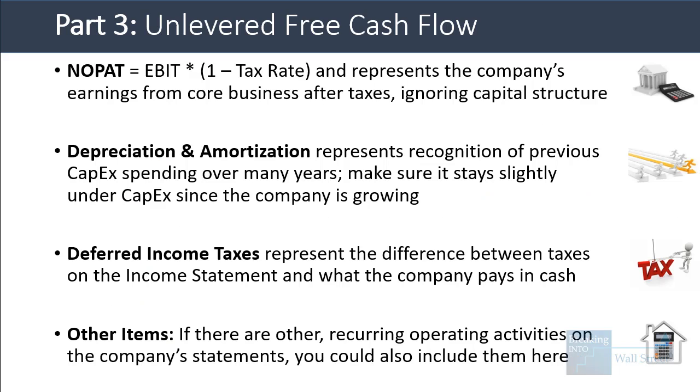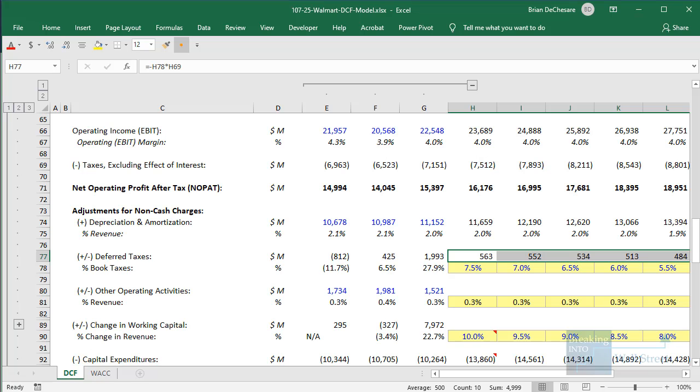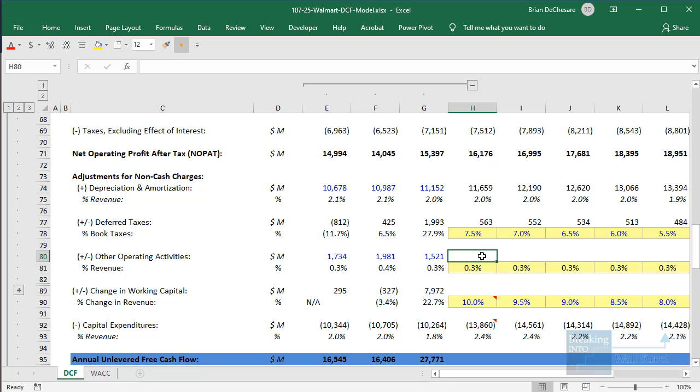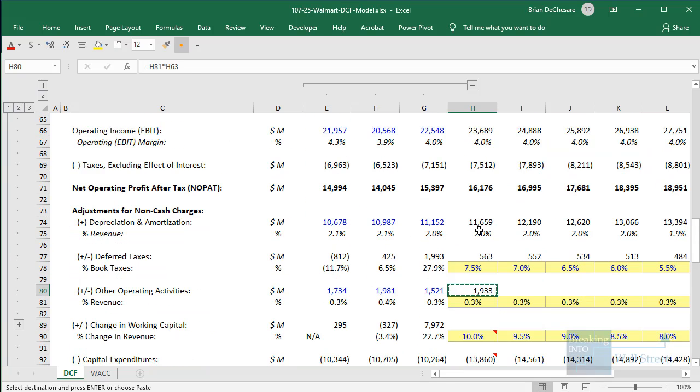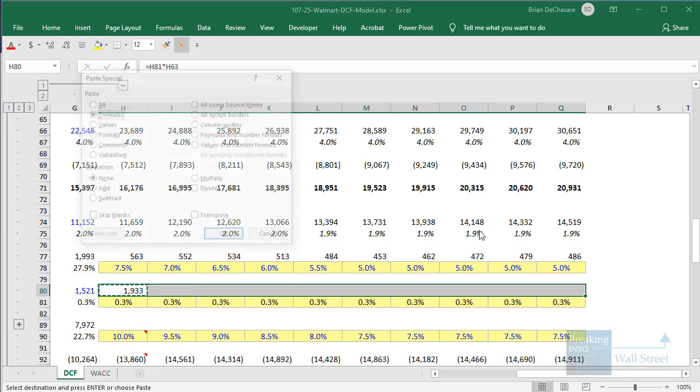And then finally, if there are other recurring operating activities on the company statements, you could include them. Here, for example, I chose to include other operating activities. It's not 100% required, but it seemed quite modest here, and so I chose to keep it in. It did seem to be a recurring activity in the prior periods. So let's take it as a percent of revenue and then multiply by the total revenue. And then we'll copy this across.